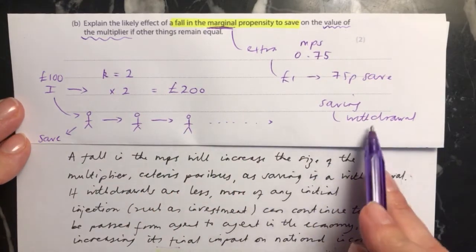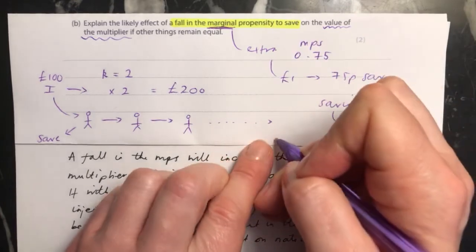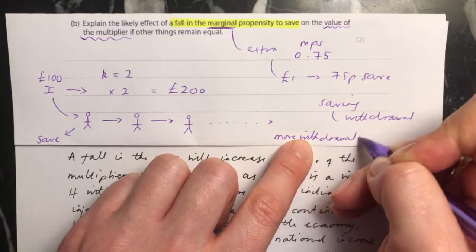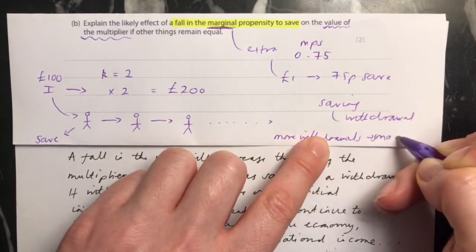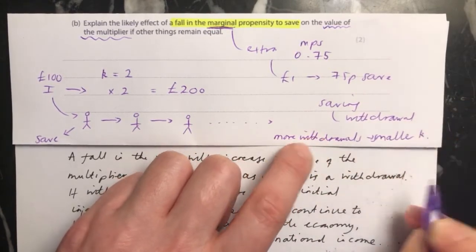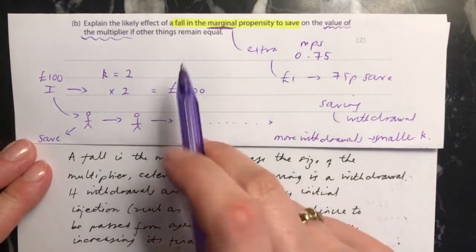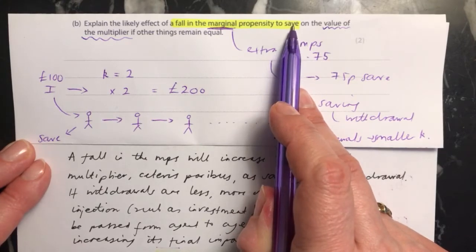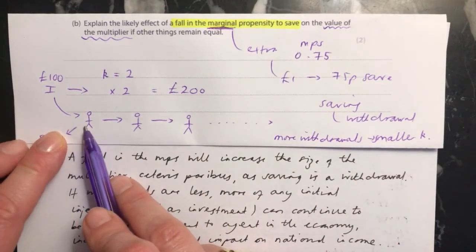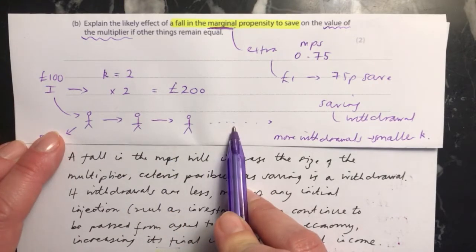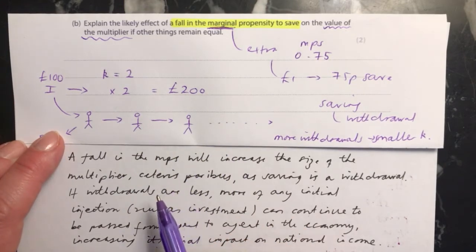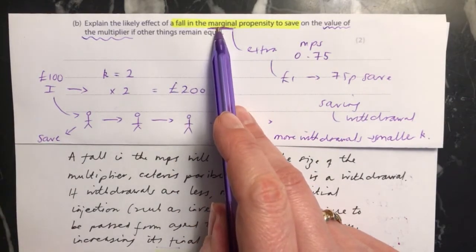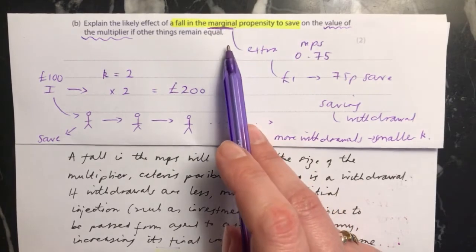And therefore, if our withdrawals are bigger, so if we have more withdrawals, we have a smaller multiplier. And this says that we are having a fall in the amount of saving. If we have a fall in the amount of saving, that person isn't saving very much. They're passing it on, passing it on, passing it on. Therefore, the multiplier is going to be bigger. So overall, because people are saving less, if everything else stays the same, the value of the multiplier will actually increase.